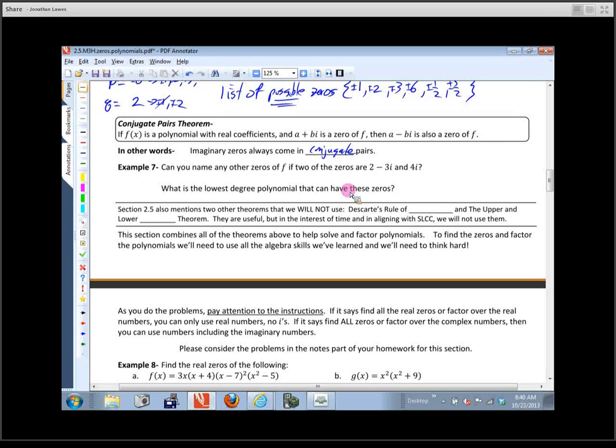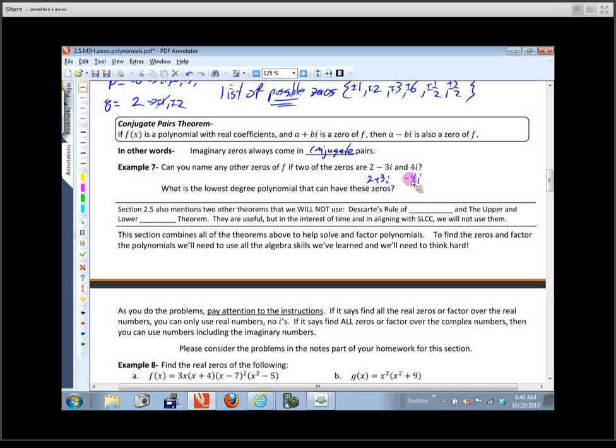So you have some problems that are literally this easy, so this should be a little bit comforting. Can you name any other zeros of f if two of the zeros are 2 minus 3i and 4i? Well, if 2 minus 3i is a 0, what else has to be a 0? 2 plus 3i. And if 4i is a 0, what else has to be a 0 also? What's its conjugate? Negative 4i. So if these two are imaginary zeros, we also have to have their conjugates.